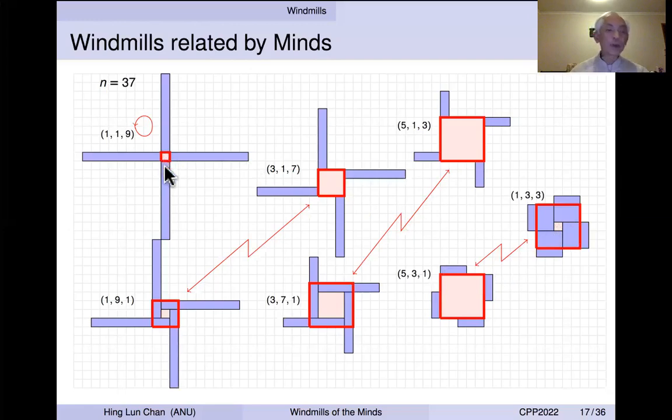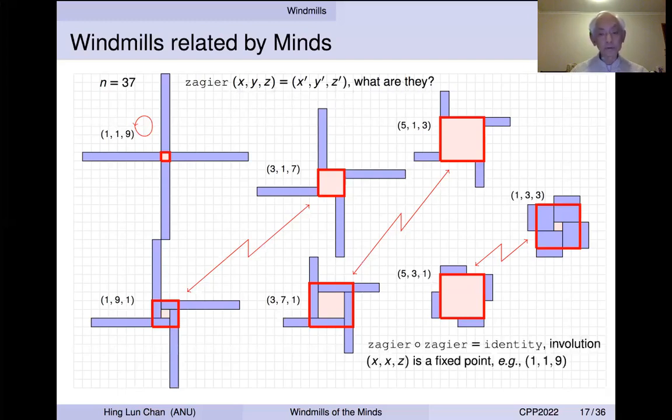For the very first one, because the mind is just the central square, it just pairs up with itself. And so this is a fixed point of the map. I use the zigzag symbol for the map because it is first given by Sakia. And so it will transform a triple x, y, z to something else. What are they? We shall see in a minute.